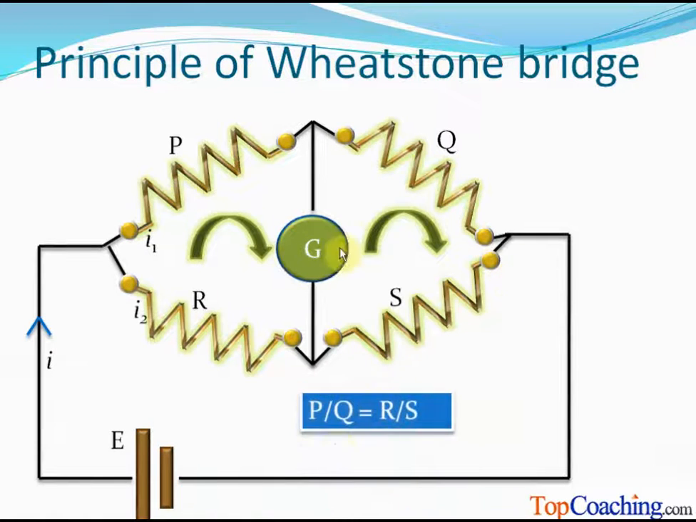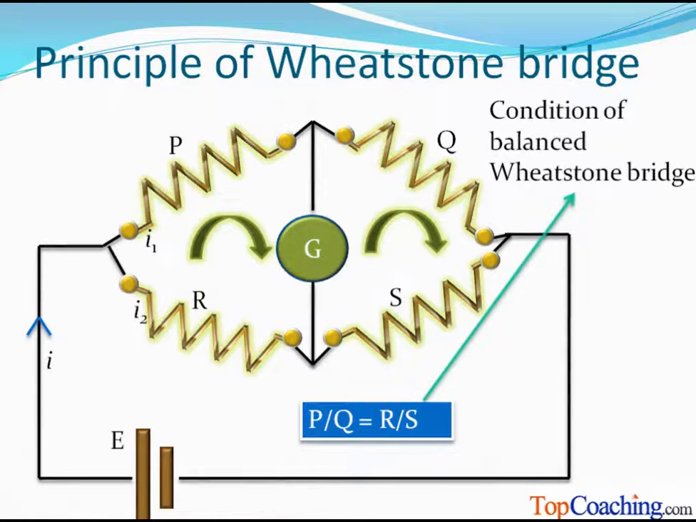Therefore, on simplification of these 2 equations, we get the condition P by Q is R by S. So this means that if the resistances are arranged in such a ratio that P by Q is R by S, then the galvanometer deflection through the middle wire will be 0. This condition is called the condition of a balanced Wheatstone bridge. The arrangement of resistances as shown in the figure, with the middle wire coming from the middle of P and Q and joining the middle of R and S, is called a Wheatstone bridge. And the Wheatstone bridge is balanced when the galvanometer deflection is 0.